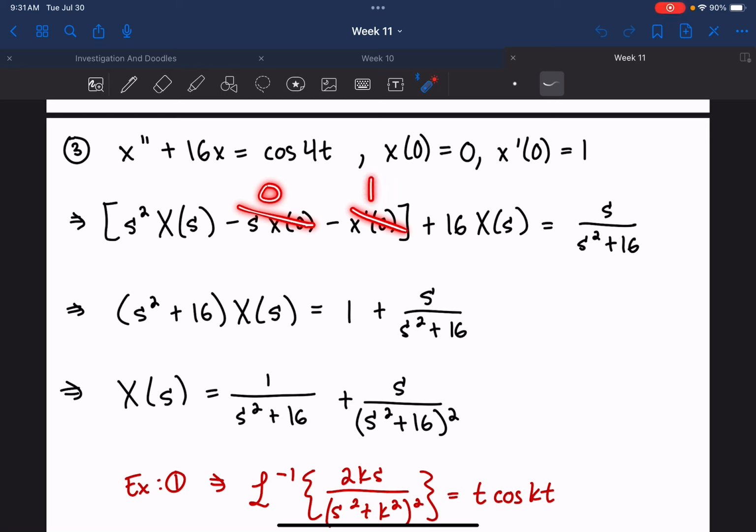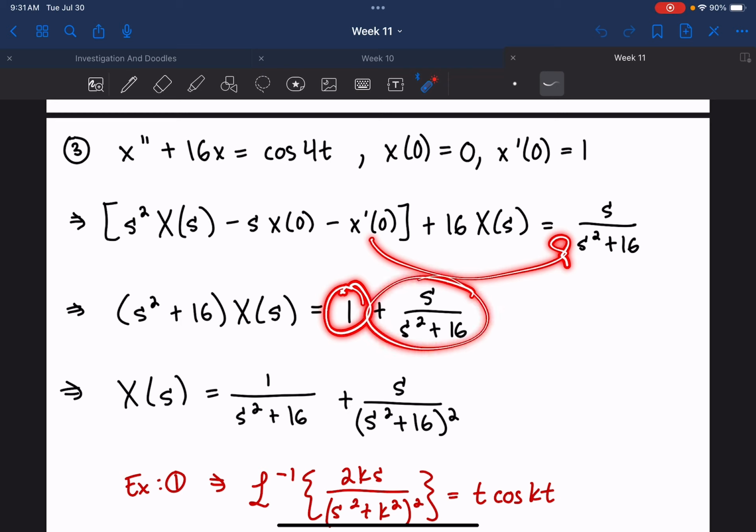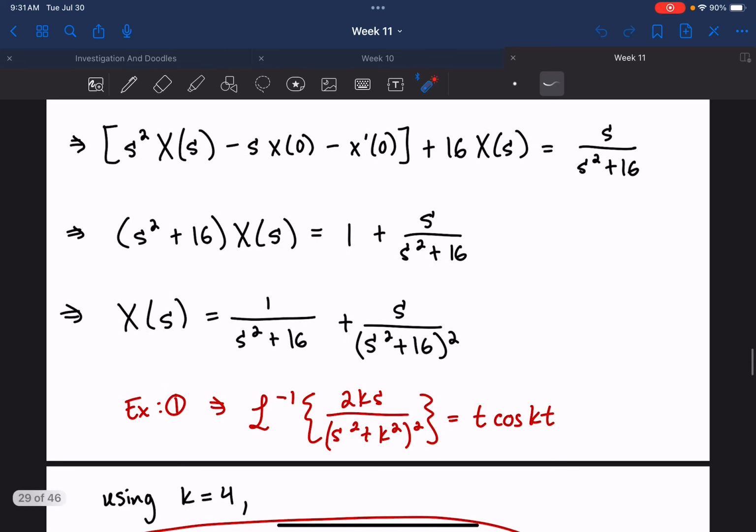We can move the 1 across the equal sign. We're left with s squared plus 16 times X equal to 1 plus s over s squared plus 16. Excuse me. Okay. Divide both sides by s squared plus 16. We get 1 over s squared plus 16, plus s over s squared plus 16 all squared.